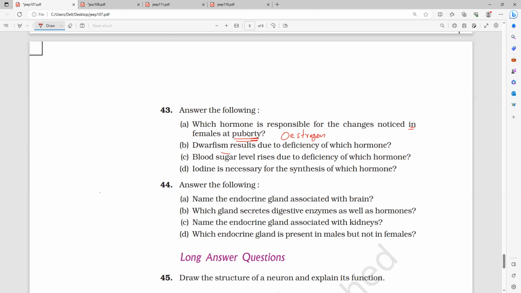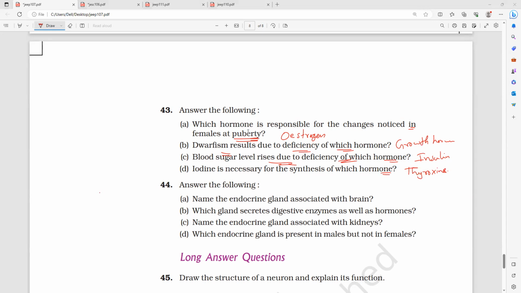Next, dwarfism results due to the deficiency of which hormone? Growth hormone. Yes, growth hormone. Next, blood sugar level rises due to the deficiency of which hormone? Insulin. Iodine is necessary for the synthesis of which hormone? Everybody? Thyroid. Okay. My previous question, please mark that answer.